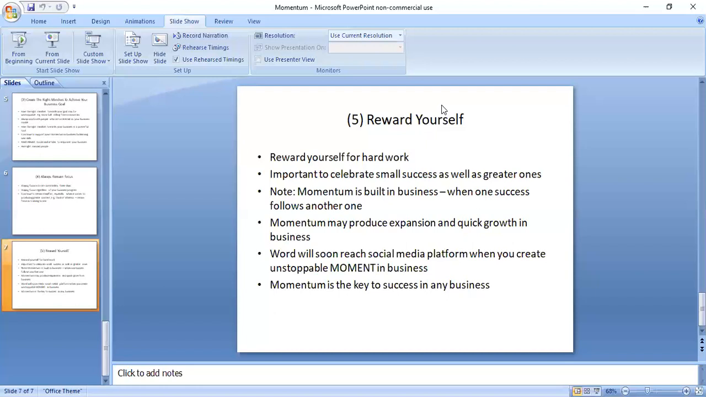So I may wrap up at this point. In your business, you need to create momentum, because momentum is the key to success in any business.